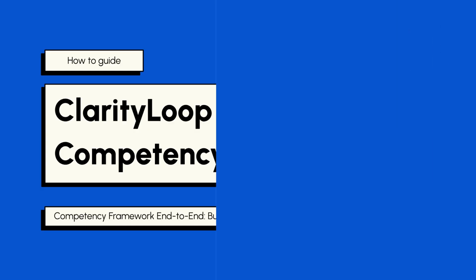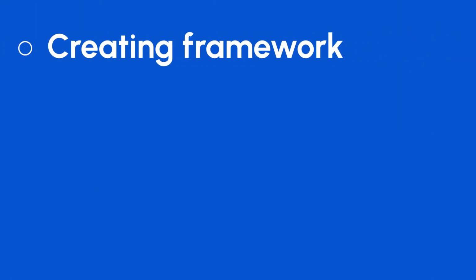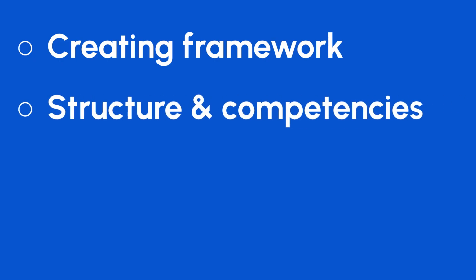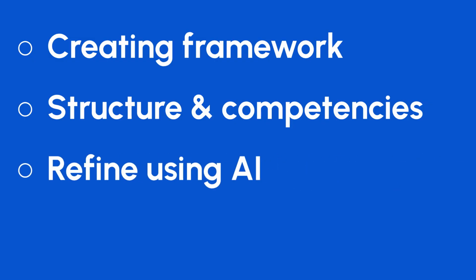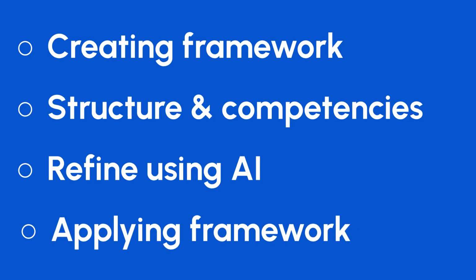We'll cover 4 things: how to create a framework quickly, how to structure it into departments, roles, optional tracks, and levels, how to use AI to draft and refine expectations, including benchmarking, without losing control, and how the published framework becomes useful for managers and team members once levels are assigned.